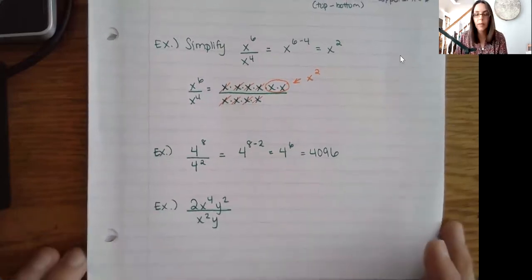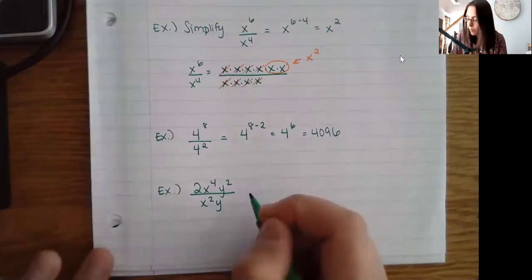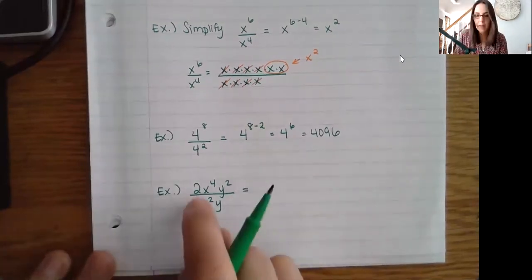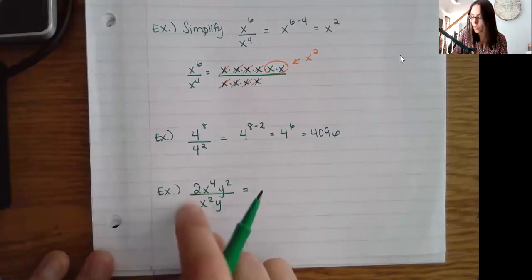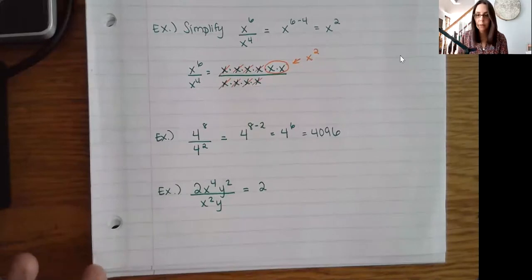So let's kick it up a little bit here. Now I'm bringing in a couple of different variables. So what I'm going to do here is I can only apply the shortcut rule to variables that have the same base. So I'm going to go ahead and do that. Now here I have a 2 out front and I have nothing to match it with. So I'm just going to leave that 2 for now. It's in the numerator, so I'm just going to leave it in the numerator.